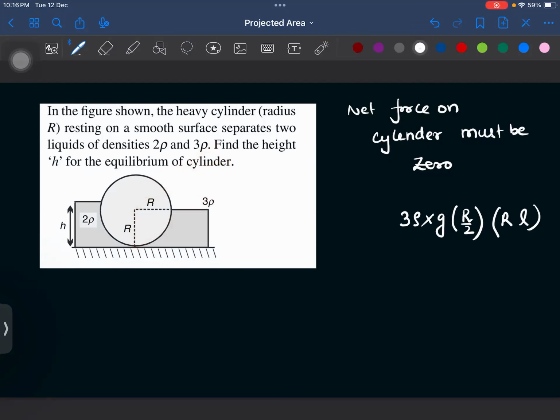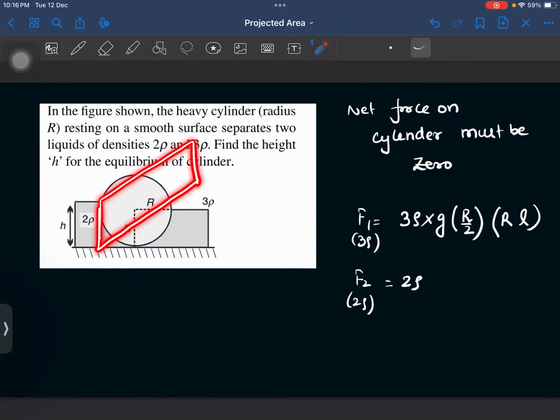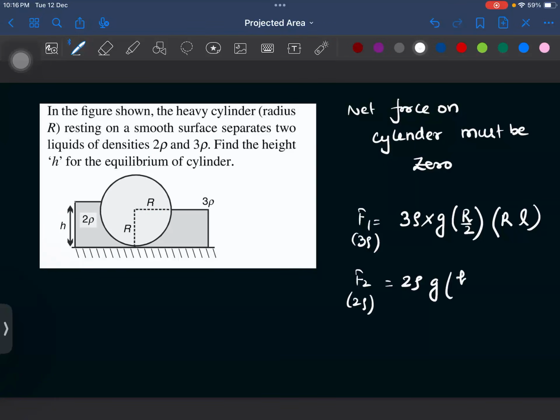Now similarly, this is F1, that is due to the 3 rho liquid. We have to find out F2 due to the 2 rho liquid. That will be the density 2 rho. Now students, here the rectangle will be formed of a height h. So this will be 2 rho into g into h by 2, that is the pressure at the center of mass of the height h, multiplied by h into L.